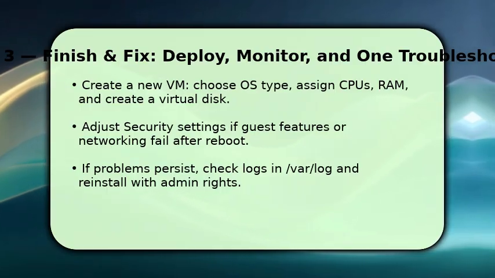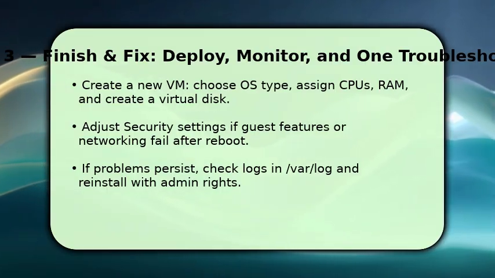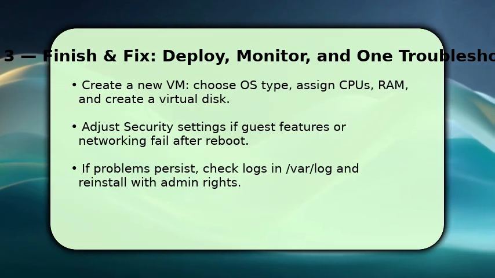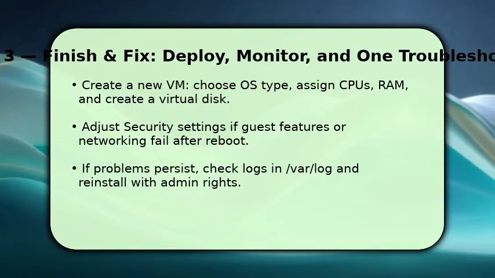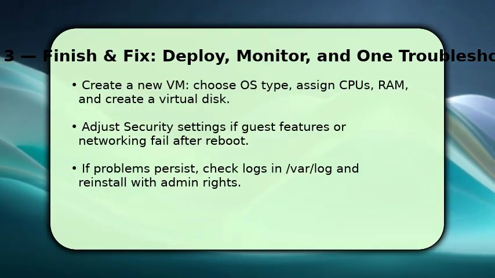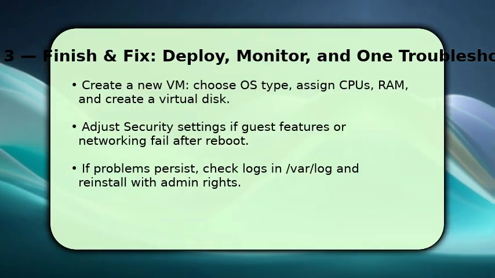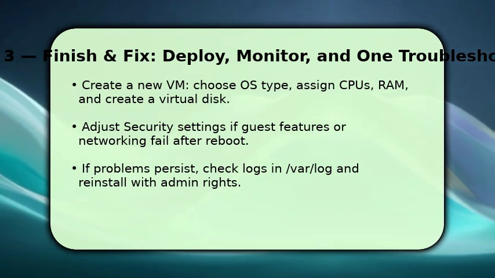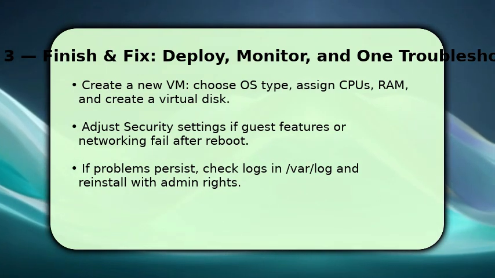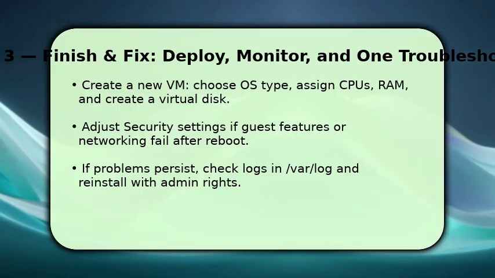If USB, networking, or shared folders fail, revisit Security and Privacy to re-allow extensions and ensure you reboot after install. One key troubleshooting tip: if VirtualBox fails to start a VM, uninstall and reinstall using an administrator account, then inspect system logs in /var/log for permission or kext load errors.